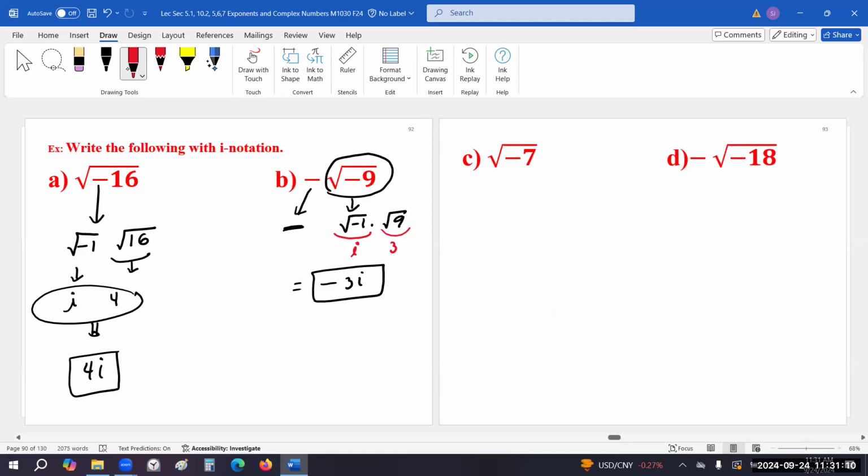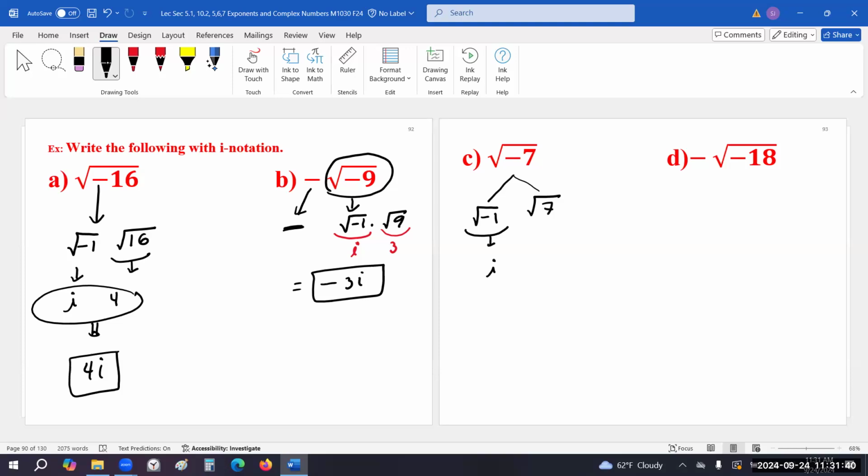But not always will we be able to simplify our radical. Sometimes we cannot simplify. That time we keep our radical alone. So what do you think about C? If you split into 2 pieces, what do you get? And what is square root of -1?